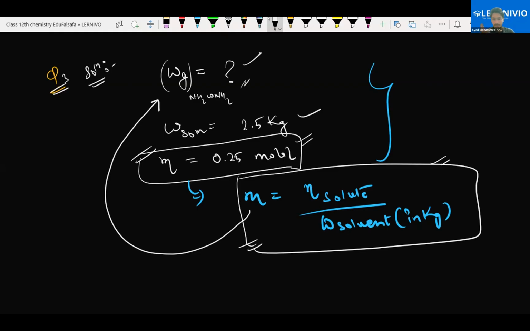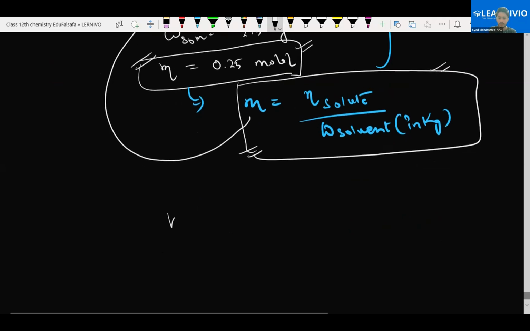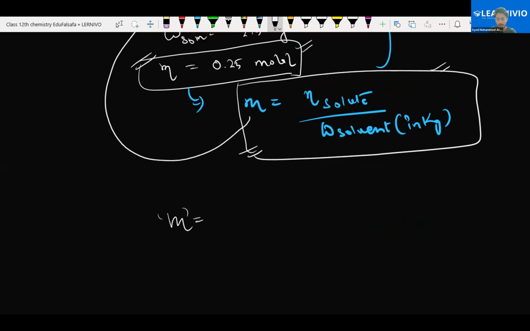We just need to expand this formula simply. How can you do this? Molality is equal to, now observe me how I am solving, very carefully. The number of moles is present in the numerator: given weight of urea divided by the molar mass of urea. I'm just expanding this term. Divided by the weight of the solvent.